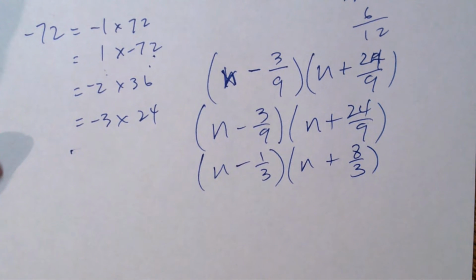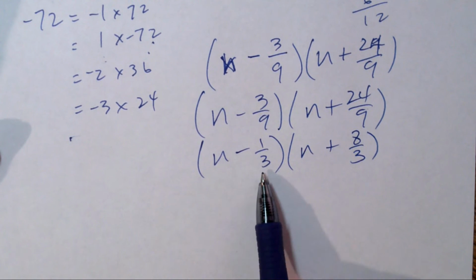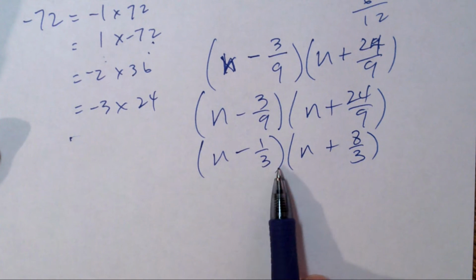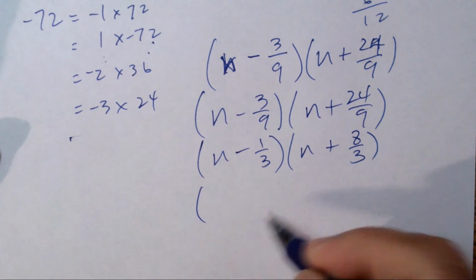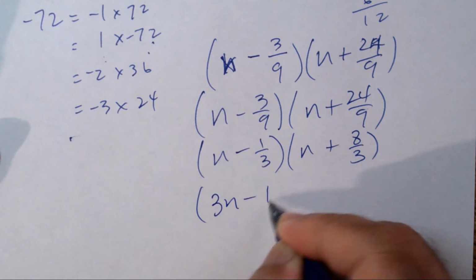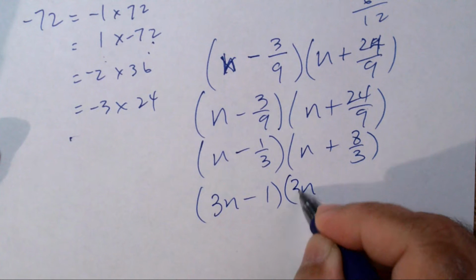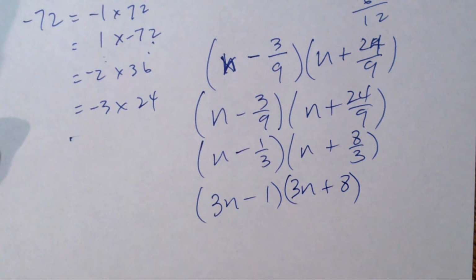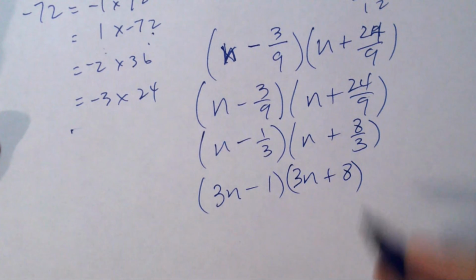Okay. Once you reduce it, now what you're going to do is rewrite it, not as a fraction. We're going to get rid of the fraction by moving the denominator forward. So it's 3n minus 1 and 3n plus 8. Okay, that's it. So this is our final answer.